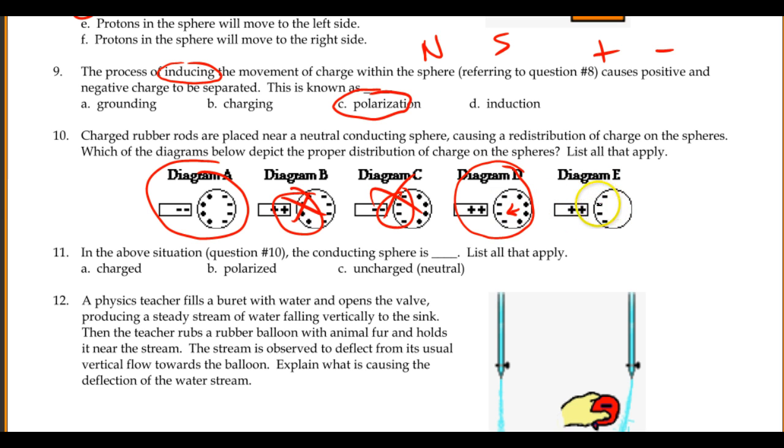Here we would pull negatives toward the protons, toward the positive charge, but that means we would have to leave behind positive. This again is an offshoot of conservation of charge. The charge within the sphere has to stay equal, positive and negative. All we're doing is separating them into two different poles. I couldn't just get negative charge on the conducting sphere by bringing a positive charge near it. I can only separate it temporarily into two different poles.